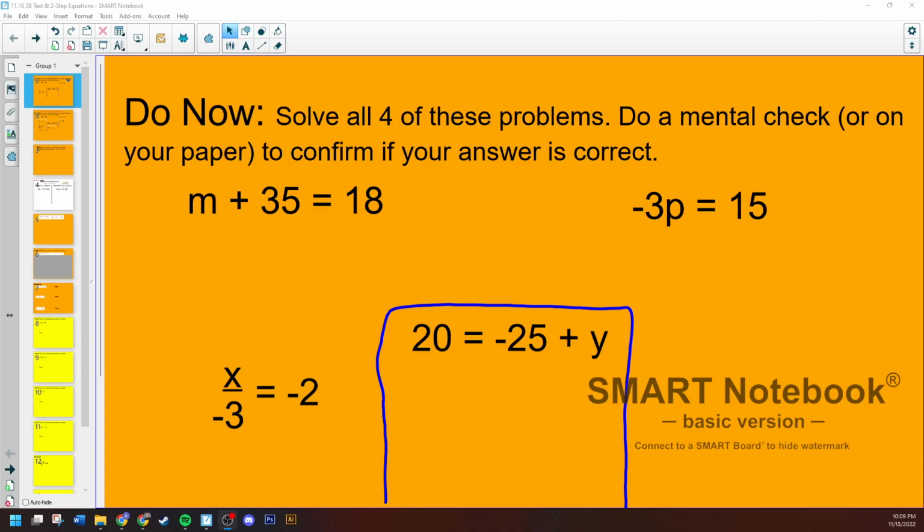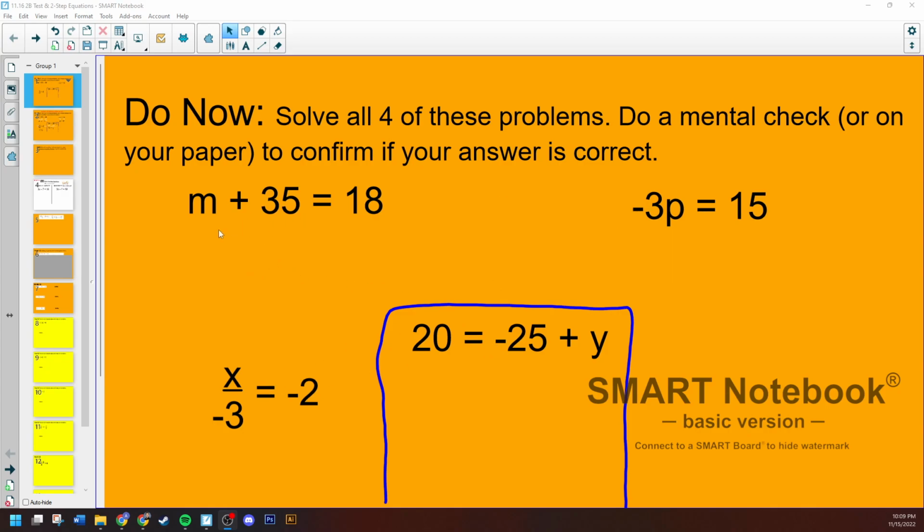All right, everybody. What we're going to do right now is continue on solving equations. We're going to do some one-step equations as a do now, and then we're going to move into two-step equations. So what I want you to try right now is you can pause the video, and I want you to do all four of these problems.